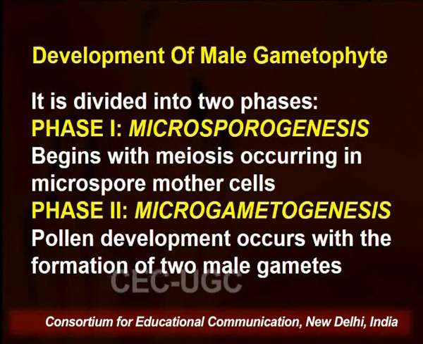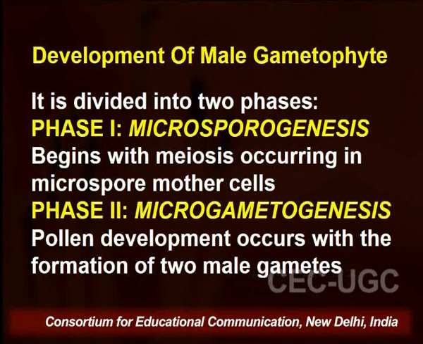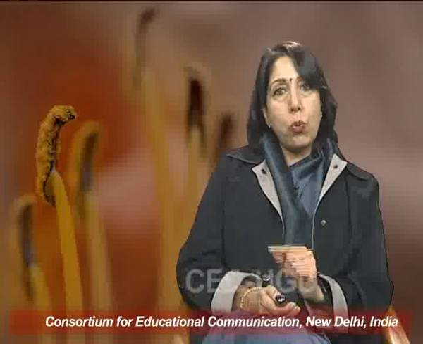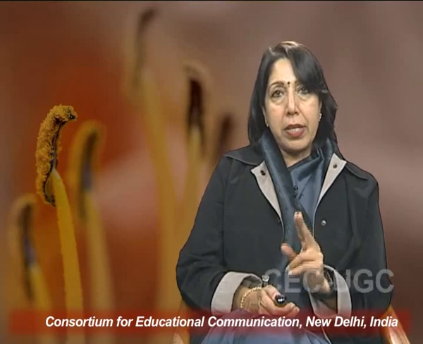Phase 2 is when microspores develop into pollen grains, and then the pollen development occurs with the formation of two male gametes. When two male gametes are formed, this process is called microgametogenesis. So, the development of male gametophyte is divided into microsporogenesis, wherein meiosis takes place, and microgametogenesis, where mitotic divisions take place.